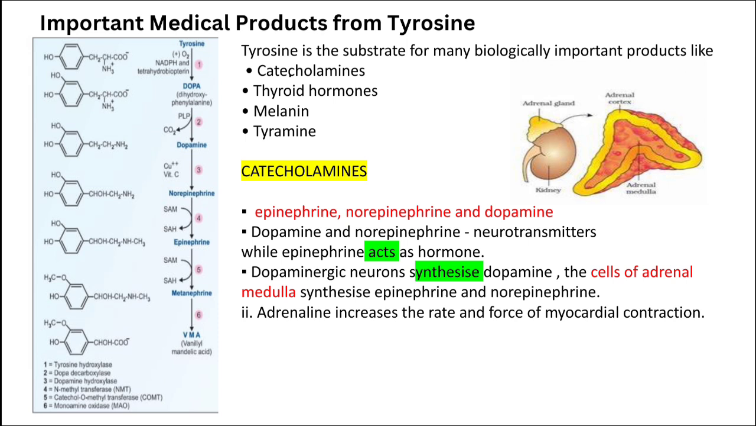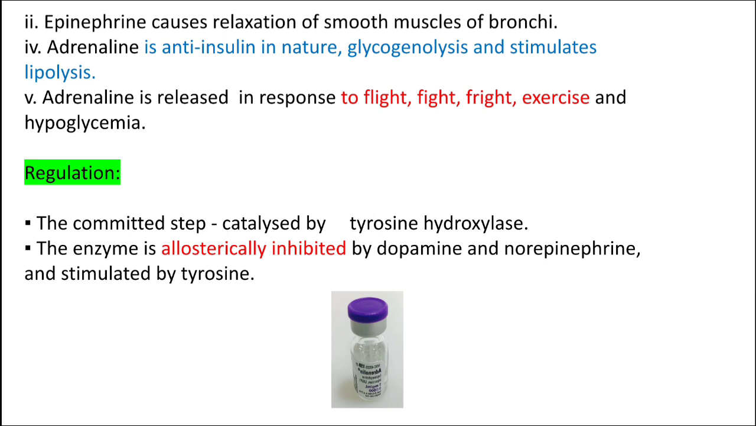Catecholamines. The epinephrine, norepinephrine and dopamine fall in this group, where epinephrine is a hormone while the other two are neurotransmitters. Now the synthesis of dopamine happens by dopaminergic neurons while the adrenal medulla synthesizes epinephrine and norepinephrine. Functionally, adrenaline will be tachycardic and thus it is needed as an emergency drug in surgery. Then epinephrine causes smooth muscle relaxation in bronchi. Adrenaline is anti-insulin in nature and it is also the fight and flight hormone.